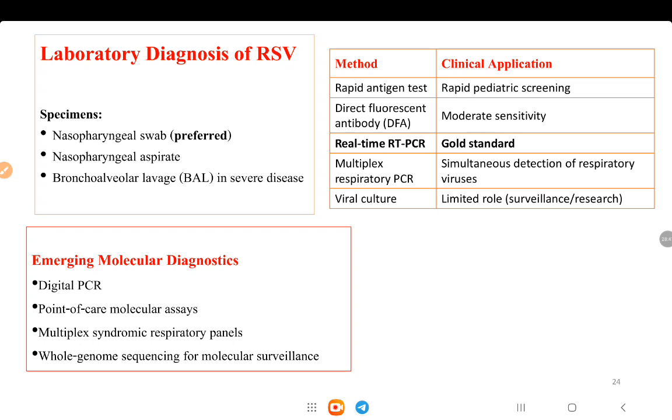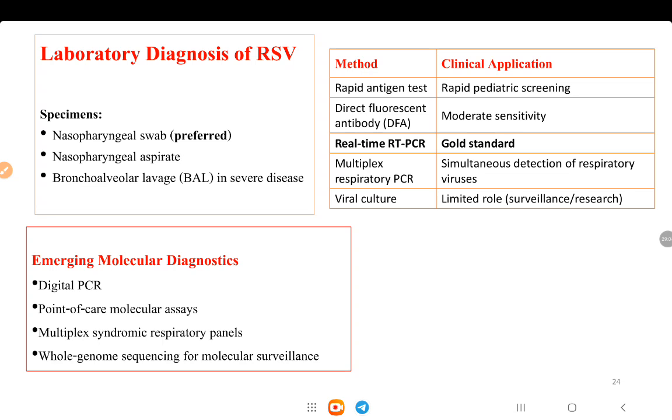It is available in most reference hospitals for neonates. We can also use multiplex syndromic respiratory panels, which diagnose many viruses that can cause respiratory tract infection. Also, we can use whole genome sequencing for molecular surveillance and to detect genotypic differences.